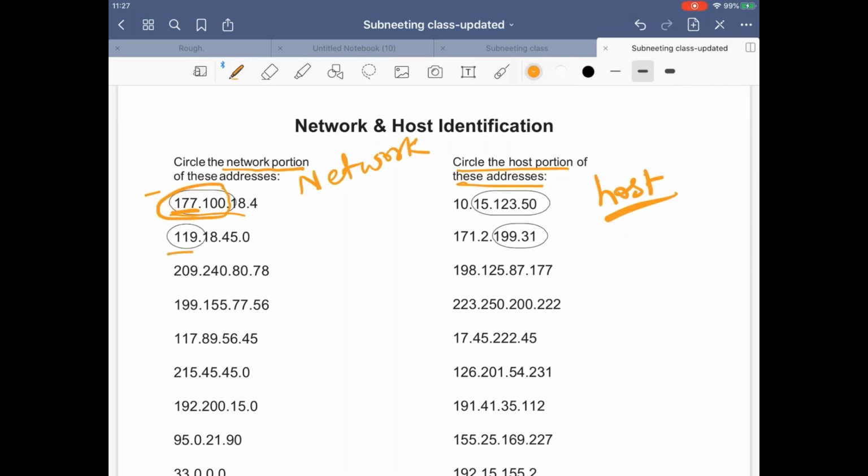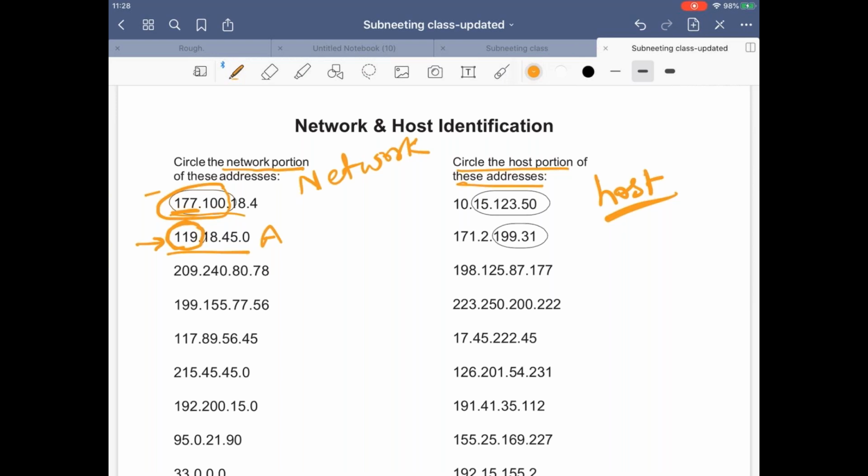In the same way, on the next example, check the first octet. 119, sorry, this is class A. 119 falls under class A. So the network portion is the first octet only.